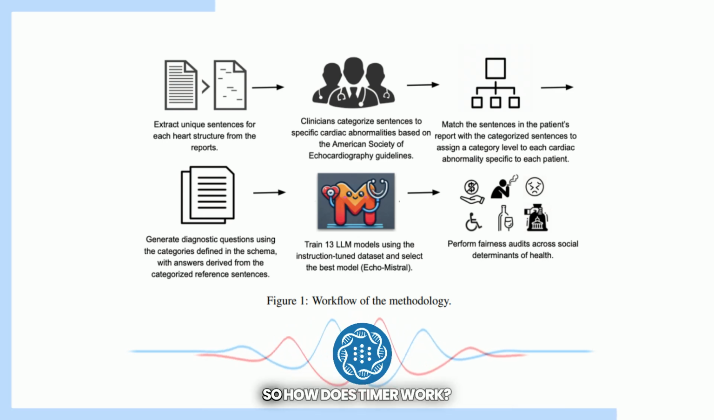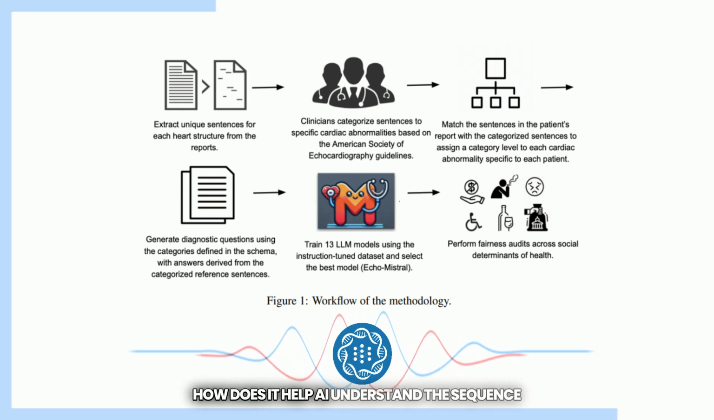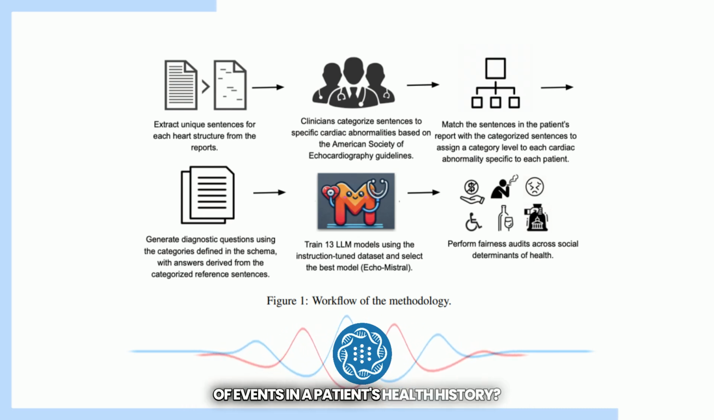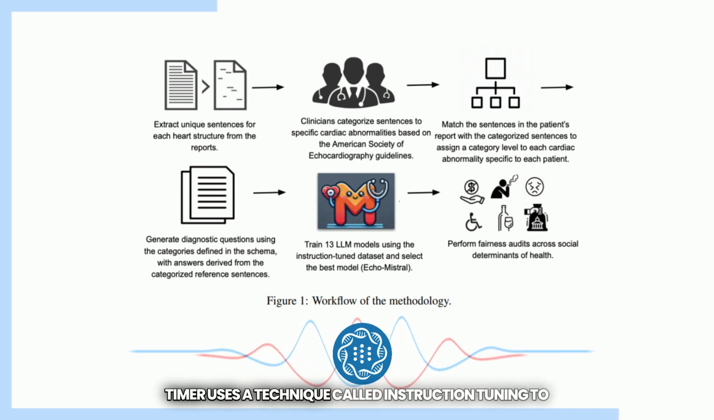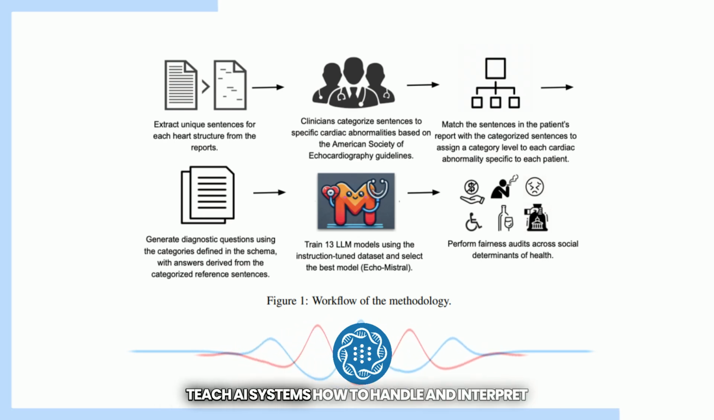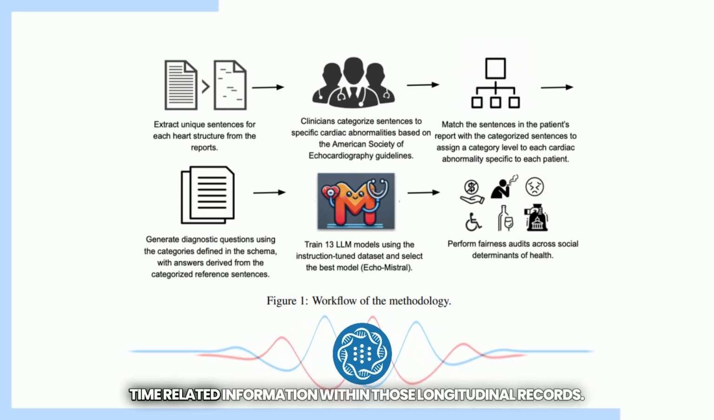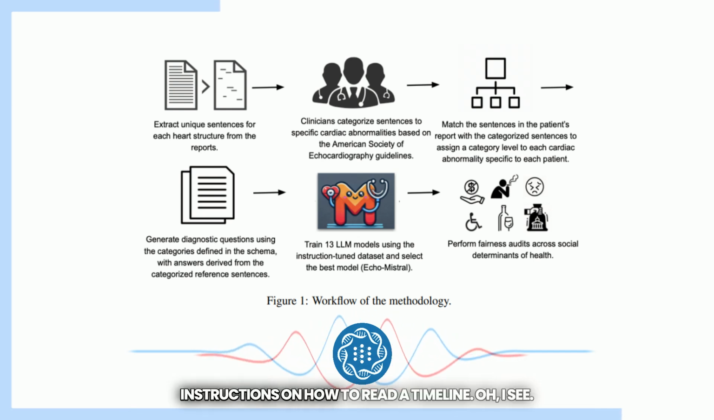So how does TIMER work? How does it help AI understand the sequence of events in a patient's health history? TIMER uses a technique called instruction tuning to teach AI systems how to handle and interpret time-related information within those longitudinal records. It's like giving the AI a set of instructions on how to read a timeline.